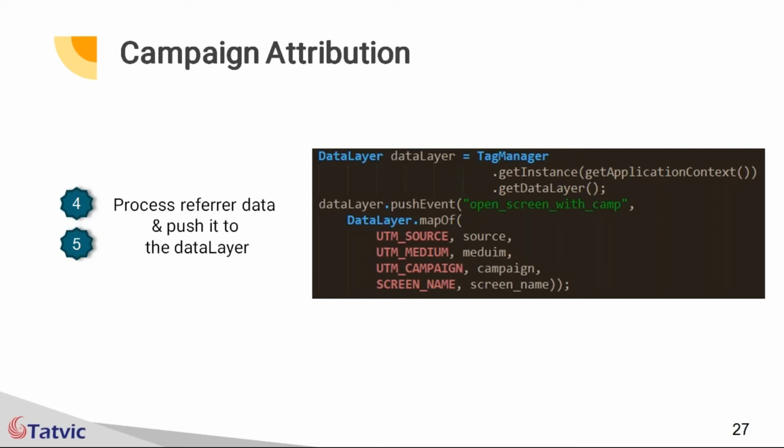We come to the fourth and fifth steps. It is a simple step where you process the referral data and push it into a data layer. After getting that data as source, medium, and campaign, it will be processed and pushed into a data layer. Now this data layer should be pushed with the open screen event, so that your session starts with this open screen event. No additional events, just a screen view with the campaign parameters. It will simply start a session, and the session will be attributed to that particular source and medium, whichever has opened the application.